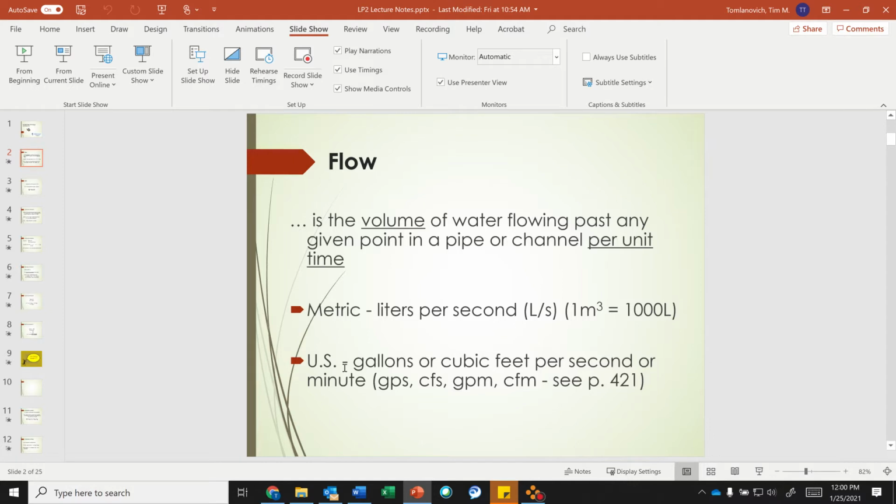In US, it's gallons or cubic feet per second or minute. So GPS, gallons per second, CFS, cubic feet per second, GPM, gallons per minute, CFM, cubic feet per minute. So on page 421 in your appendix, it kind of shows different units of flow rates. So typically, when you look at your water bill, they're measuring it in gallons.